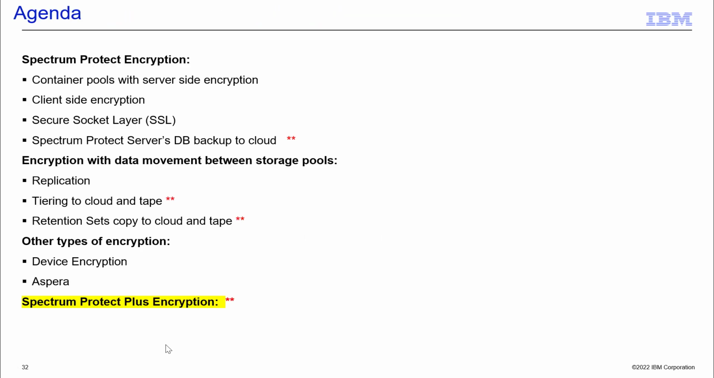So I've spoken about the Spectrum Protect environment, both our server-side and client-side encryption, as well as our SSL and DB2 backup encryption. We looked at the way that encryption impacts data movement between our storage pools, and we looked at other types of encryption, both device and Aspera. Now we're going to switch gears and look at where inside of Spectrum Protect Plus encryption plays a role.